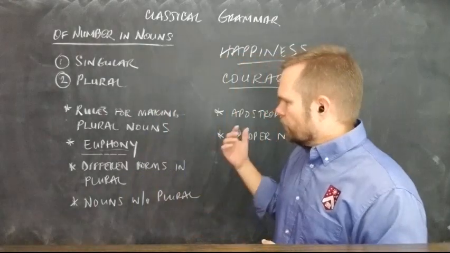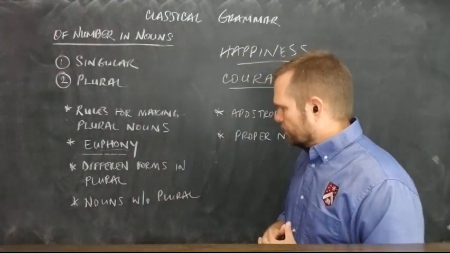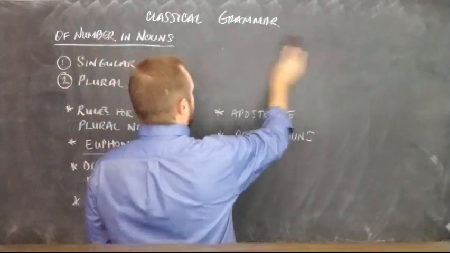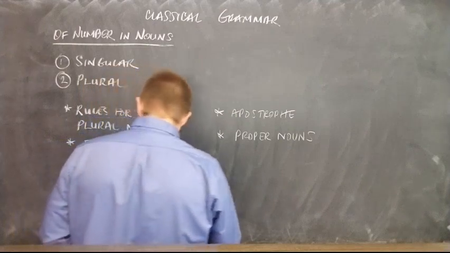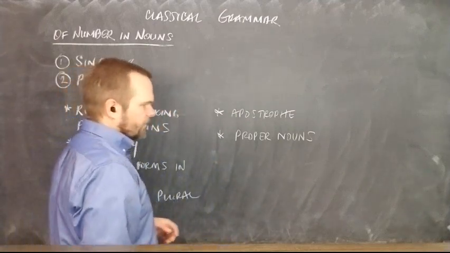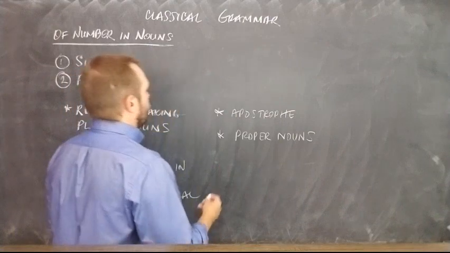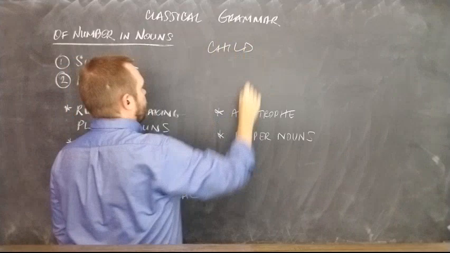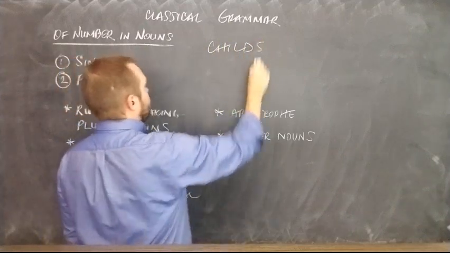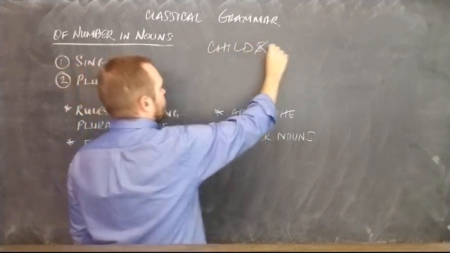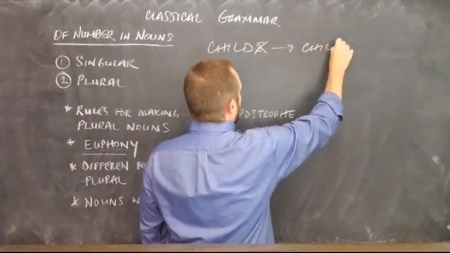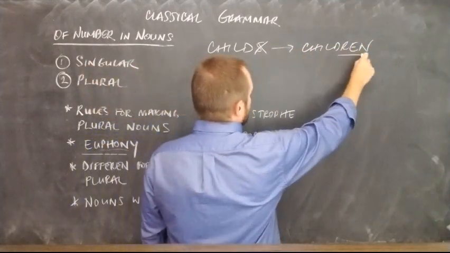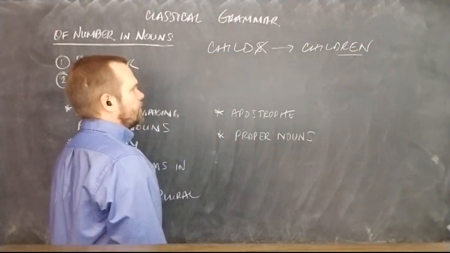There are nouns, however, that do not have plural forms. Another point that the textbook shows us is that there are some words where almost the entire word changes to make a plural form. So we have a word like child, and we don't say childs. We use a very different form and say children. That's the plural form of child.